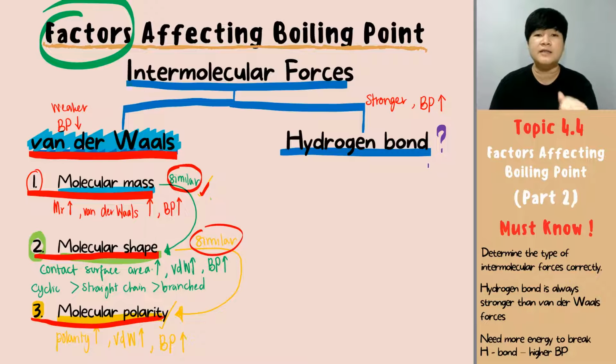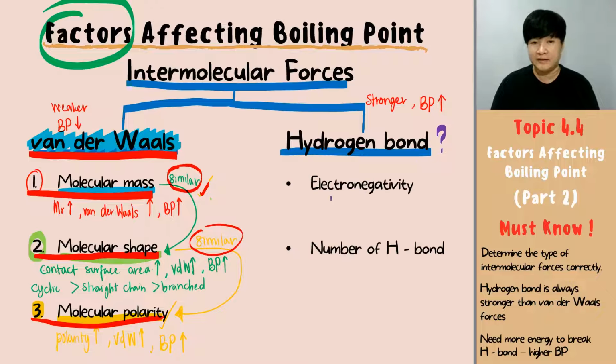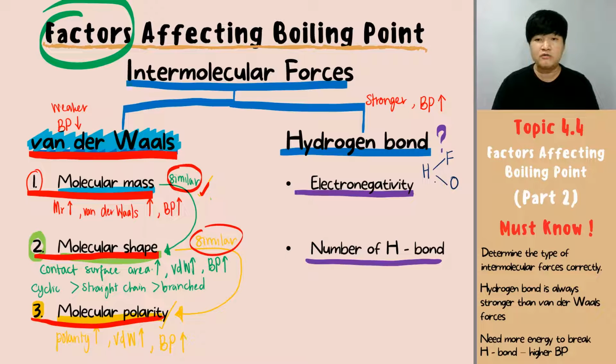Look at the factor affecting the hydrogen bond. Hydrogen bond has two factors affecting it. First one, which is electronegativity. Second is the number of hydrogen bonds. We know that hydrogen bond can be formed between your H with fluorine, your H with oxygen, or your H with N. That is how your hydrogen bond can be formed. In the previous video, we talked about that. Alright?